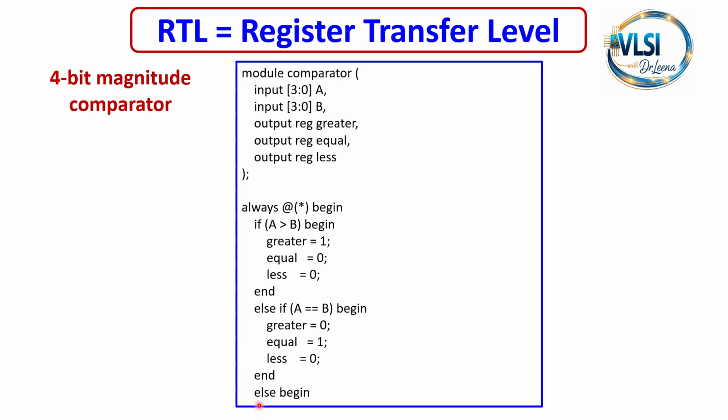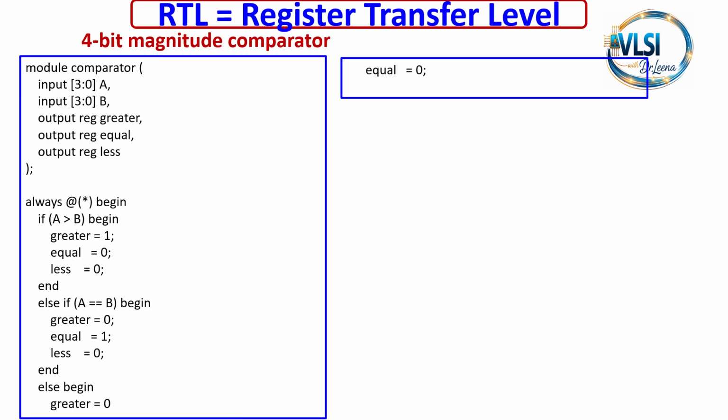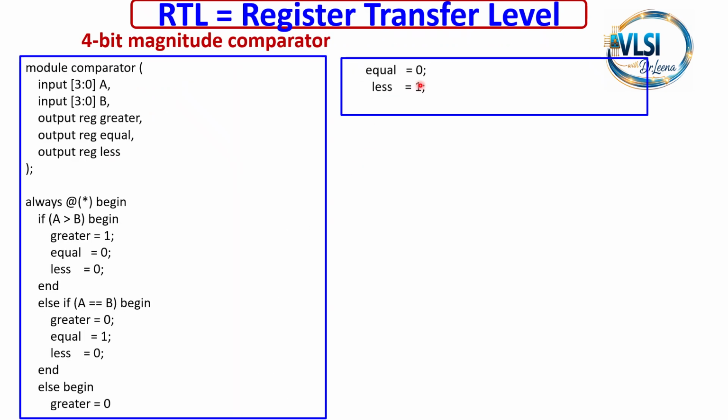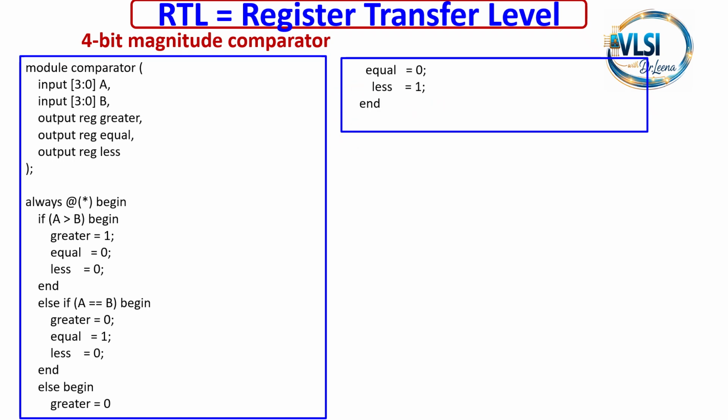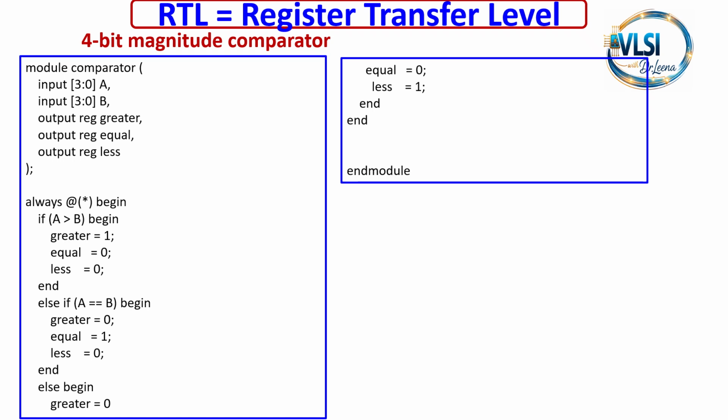Next, if both previous conditions are false, the only possibility is A less than B. So if A is less than B, then greater than will be 0, equal to will be 0, and the less than output will be 1. Next, it ends the else block, then it ends the always block, and finally it ends the module. So this is the magnitude comparator RTL code.